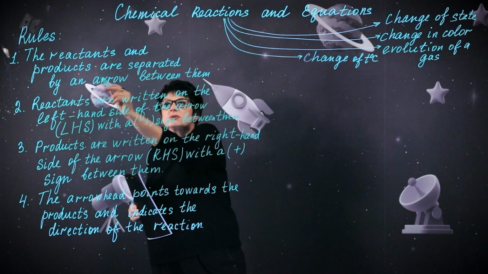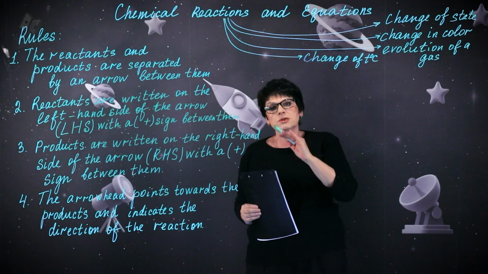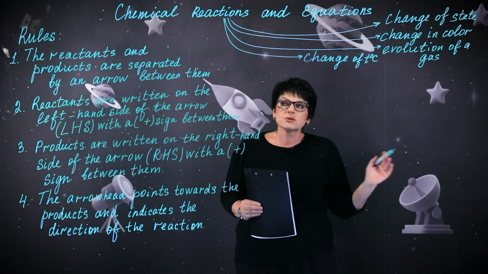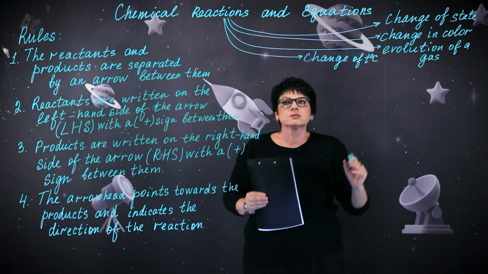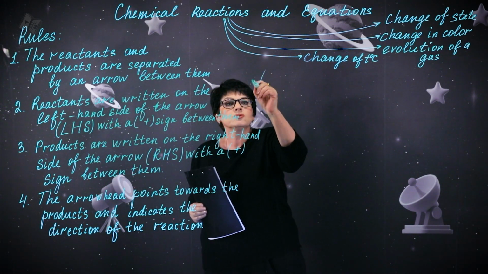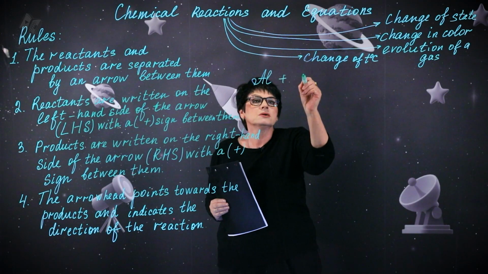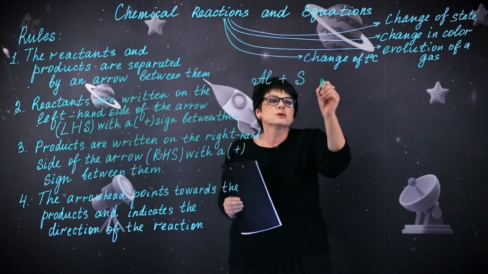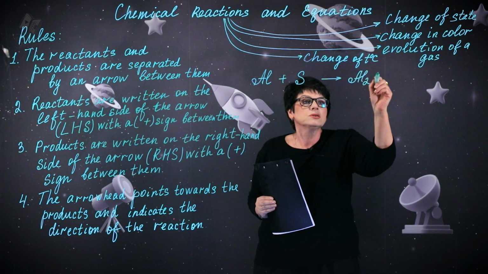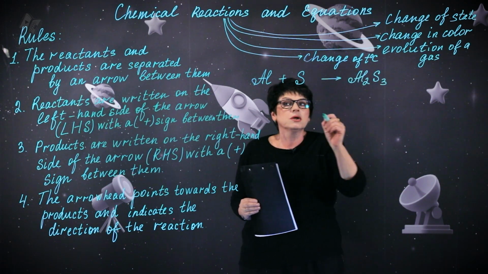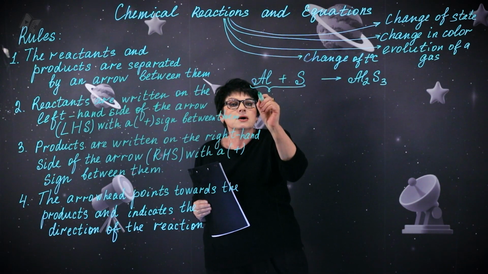To begin with, the reagents and reaction products are separated into the left and right sides, and this is the very first stage of the process. For instance, let's imagine a situation where we have aluminum and sulfur interacting with each other, leading to the creation of a compound, Al2S3, through a chemical reaction between the two elements. Aluminum and sulfur are commonly referred to as reagents.